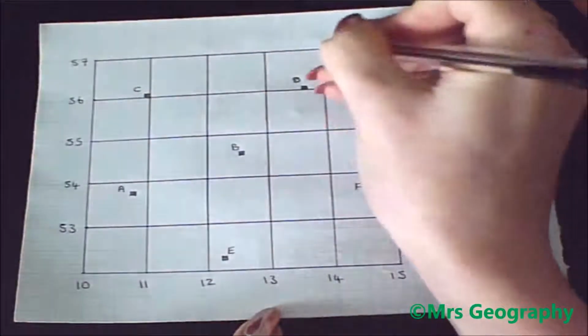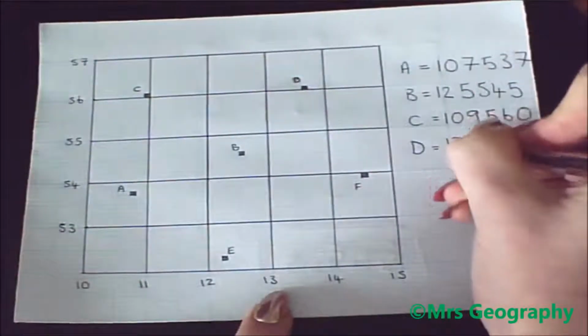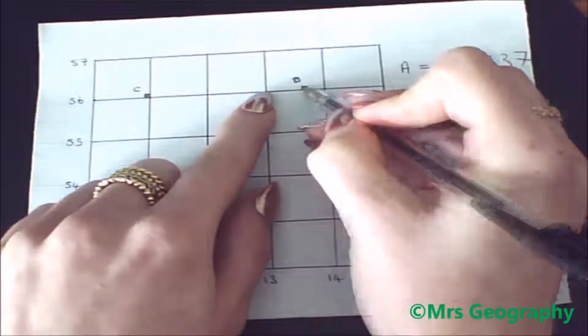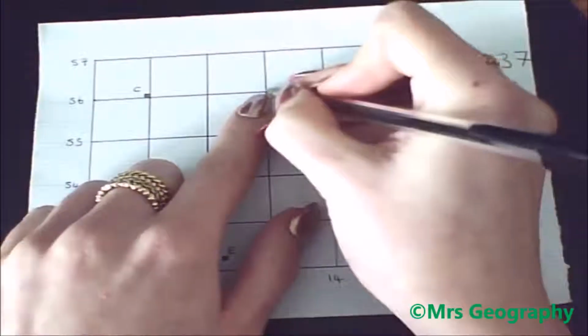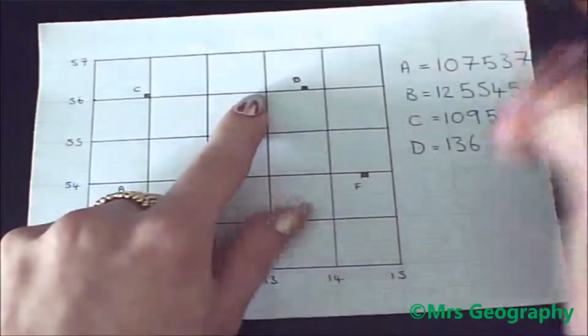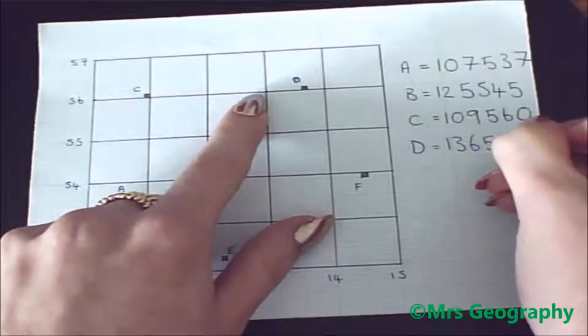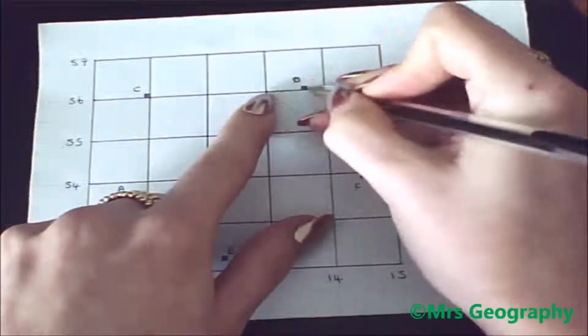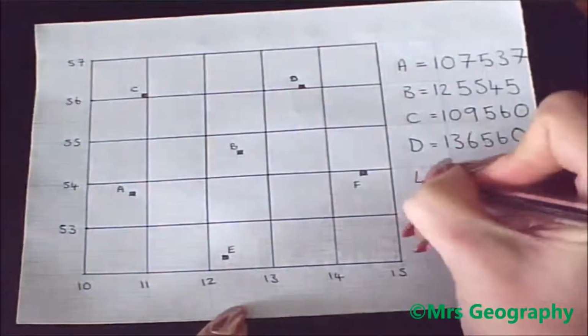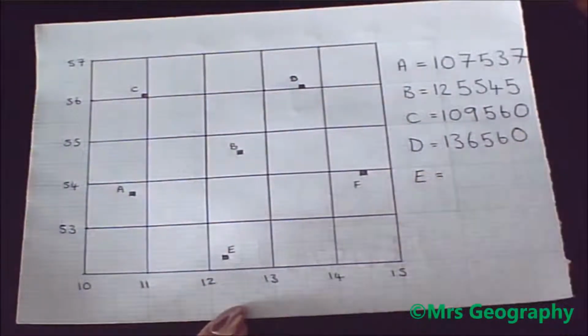So this square. And again, we haven't made any steps, so 0. E, this box.